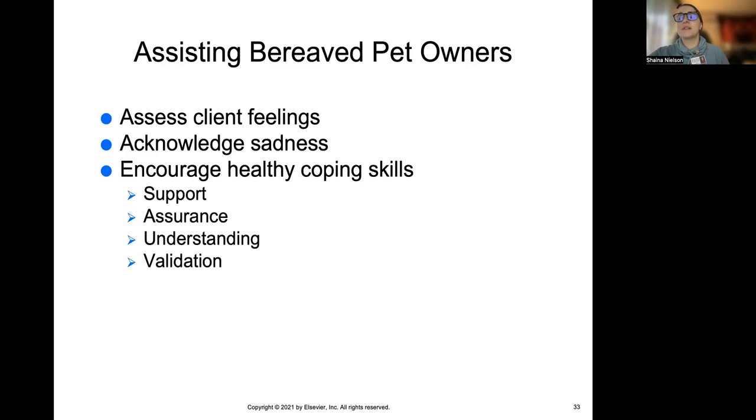So we want to try to assess the client's feelings. What stage of grief are they in, and what are they experiencing? We always want to acknowledge their sadness and encourage healthy coping skills. So offer support, offer assurance, try to be understanding and validate their feelings. I understand what you're going through right now is extremely difficult, to have to say goodbye to a best friend, to see them pass over the rainbow bridge, but we're all here for you and we support you and know that this is the best decision for this pet moving forward.